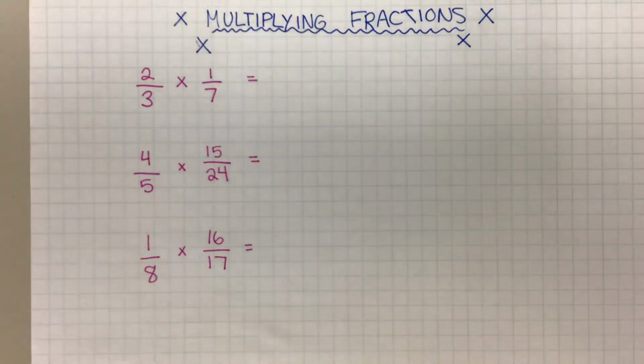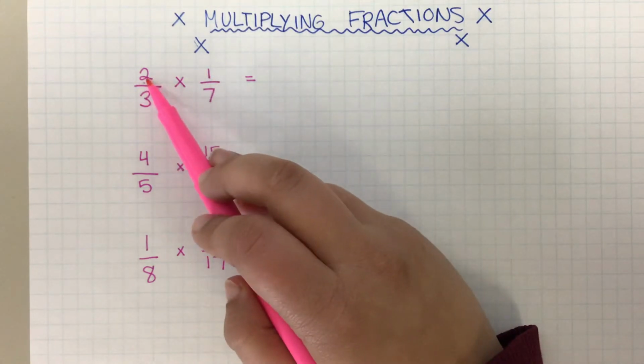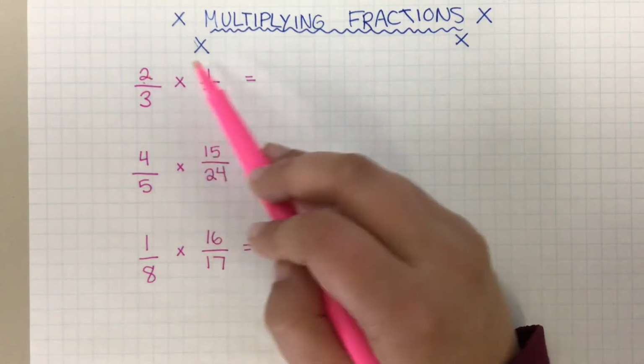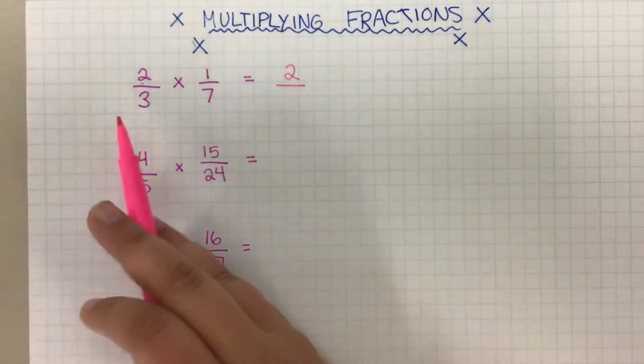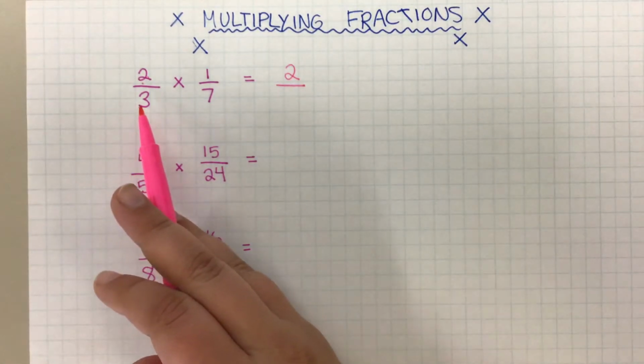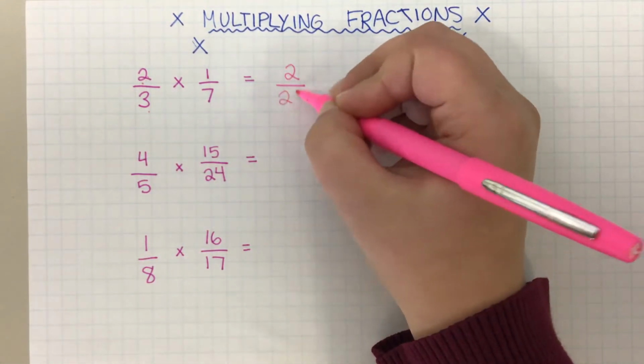So first of all, we're going to look at two nice and simple fractions. Now, fractions are amazing, and the best thing about fractions is multiplying them because it's so simple. Look at this. All I'm going to do is look at the top numbers, the numerators, and times them together. 2 times 1 gives me 2 on the top. And then I'm going to look at my bottom numbers, and times those together. 3 times 7 gives me 21.